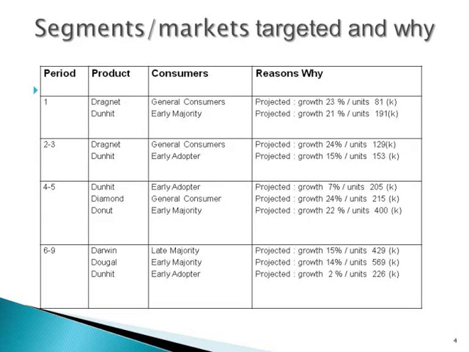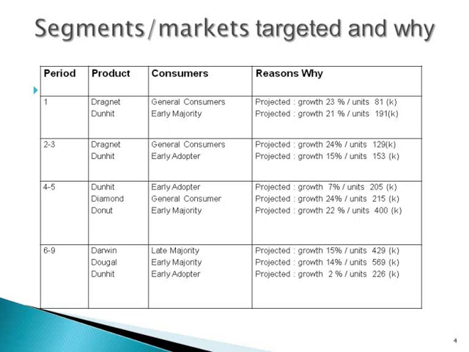This chart demonstrates the market segments we targeted and why. Initially, we targeted Dragnet at the general consumers as they had a high projected growth of 23%. And we targeted Dunhit at the early majority because of their high projected growth of 21%.